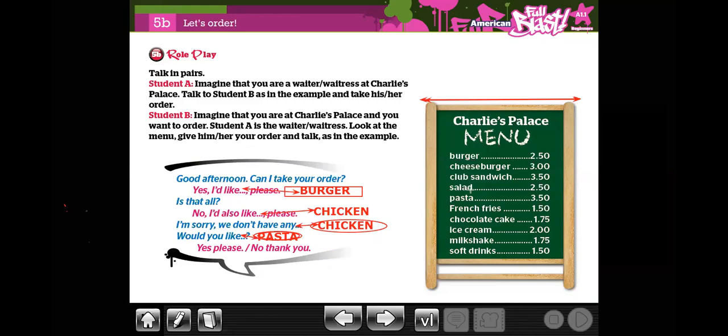Now, pay attention. One more. I need two more. Dos más. Paukar, are you there? Do you have a mic? Okay, Paukar, you are blue. And the other student is Isabella. Yes, do it. Good afternoon. Can I take your order? Yes, I like burger, please. Is that all? No, I also like chicken, please. I'm sorry, we don't have any. Would you like... Don't forget pasta, okay? Continue. No, thank you. Okay.